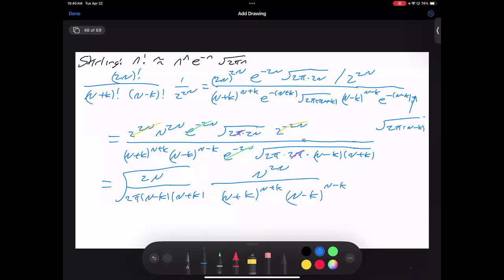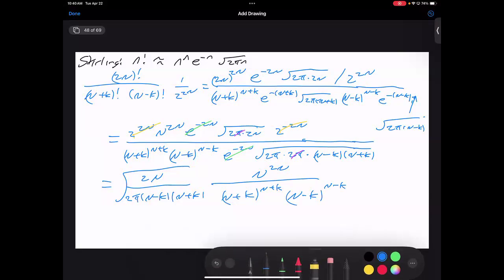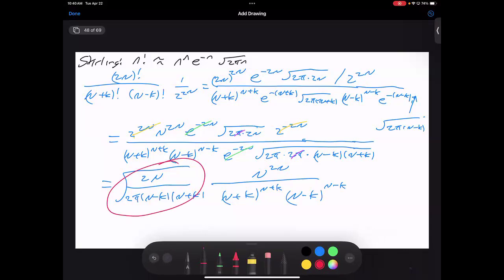As n gets really, really large, what does the first factor go to? It does go to 0, but let's look at its dependence. So we'll have a square root of 2 over 2 pi, and then we have n over n minus k, n plus k. But we know k isn't that large. So what is n minus k times n plus k? It's approximately n squared. N over n squared is 1 over n. So it's looking something like this.